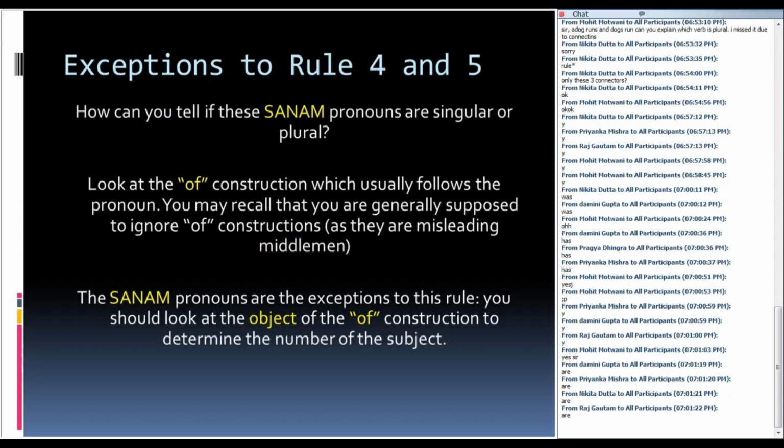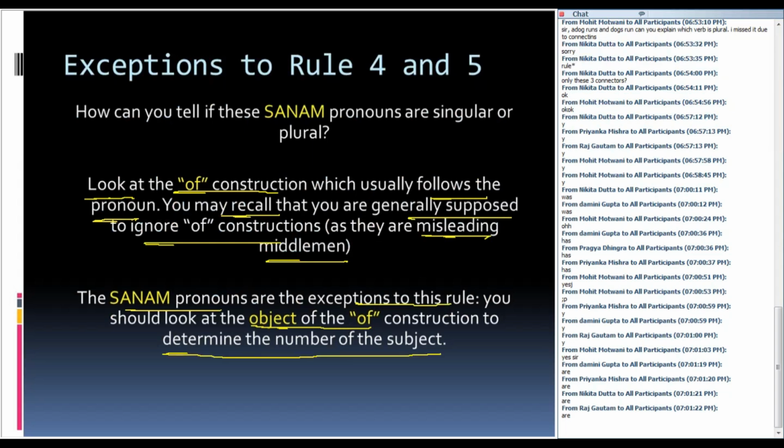So, how can you tell if the SANAM pronouns are singular or plural? For that, you will have to look at the of construction which follows the pronoun. You may recall that you are generally supposed to ignore the of constructions because they are misleading middlemen. That is what we discussed in rule number 4. But SANAM pronouns are the exceptions to this rule. Whatever is the object of the of construction will determine the number of the subject. So you'll have to break rule number 4 here.